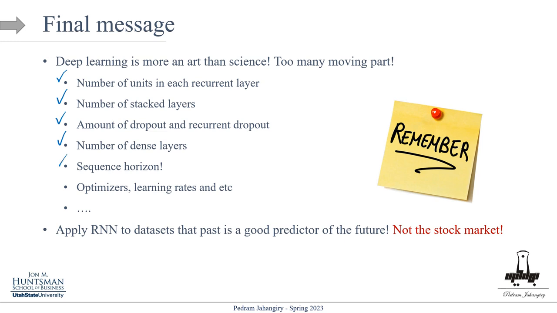What is the sequence horizon? For example, in the temperature example, we used 5 days, 24 hours, 140 observations. But why that number? Why not shorter or longer horizons? What kind of optimizers to use, what kind of learning rates, et cetera. So as you can see, there are many, many moving parts here, and there is no clear-cut answer to that.